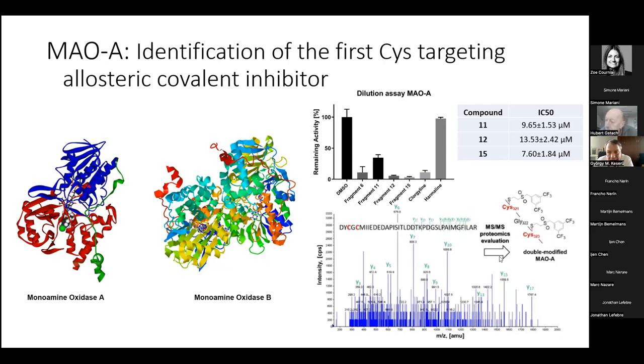It was a big surprise that we detected two cysteine residues pretty close to each other in monoamine oxidase A that we were able to label by these compounds 11, 12, and 15 with low nanomolar to micromolar IC50. So basically, these covalent compounds have nothing to do with the FAD cofactor, as in the case of the covalent monoamine oxidase B inhibitors. Instead, they are the first cysteine-targeting allosteric covalent inhibitors that selectively block the MAO-A enzyme.